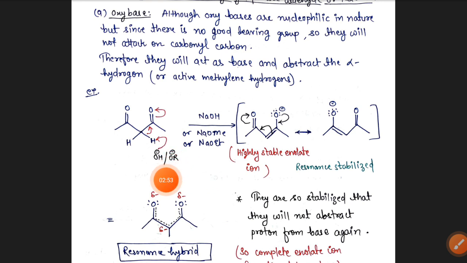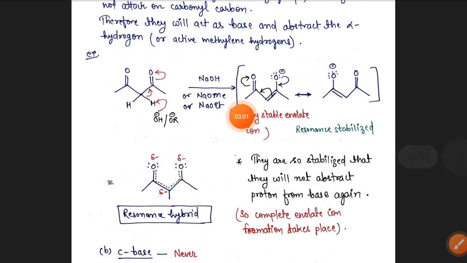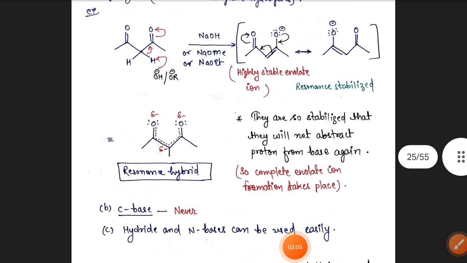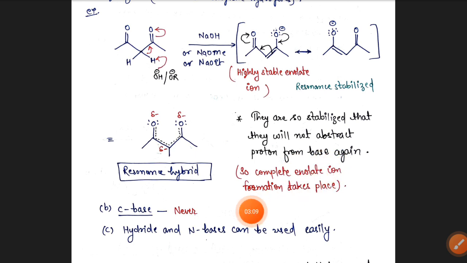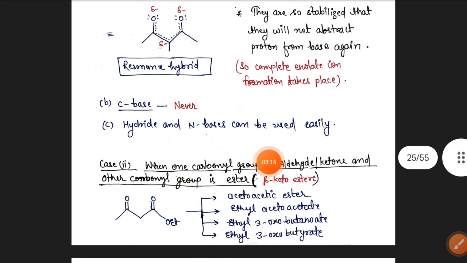These bases abstract the alpha hydrogen and this is the enolate formation. It is highly stable due to the two C=O carbonyl groups. It is so stable that it will not abstract a proton from the base again. This is the resonance hybrid for this structure. Next, carbon bases are never used for this formation. Hydride and nitrogen bases can be used easily.